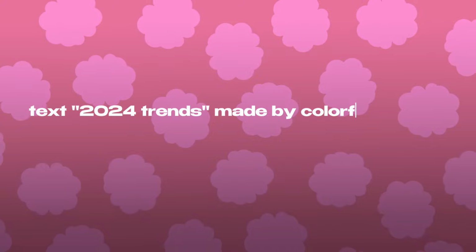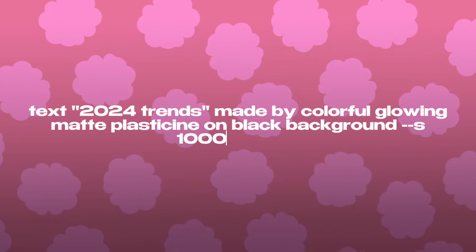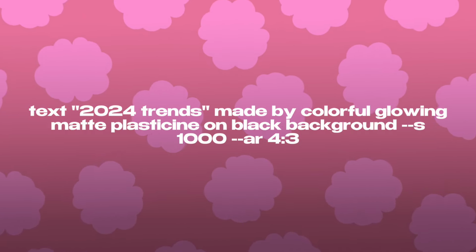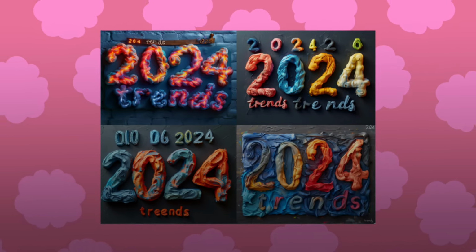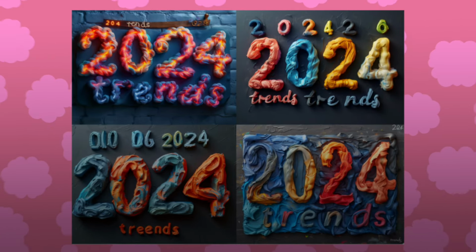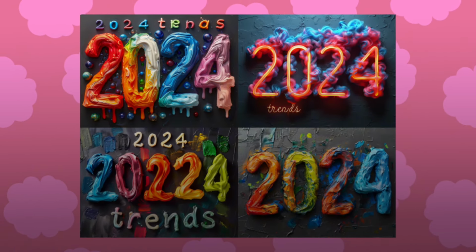For example, we need a bright cover for a YouTube video with the text 2024 trends. Write text 2024 trends made by colorful glowing matte plasticine on black background, stylized set on 1000 and aspect ratio on 4:3. In this generation, there's only one variant of normal text, in a style very far from what we need. We just repeat the generation a couple of times until we get this. The top right turned out to be just what was needed for this task.